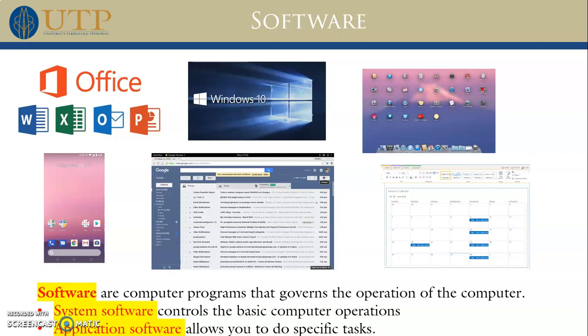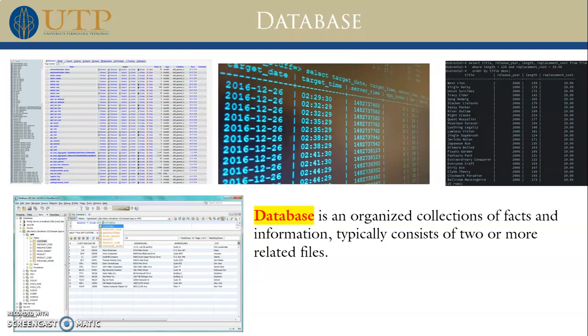Next is databases. Databases are basically organized collections of facts and information, typically consisting of two or more related files. Take the train online ticketing system example. The database for this system consists of data about passengers, data about stations, trips, payments, etc.